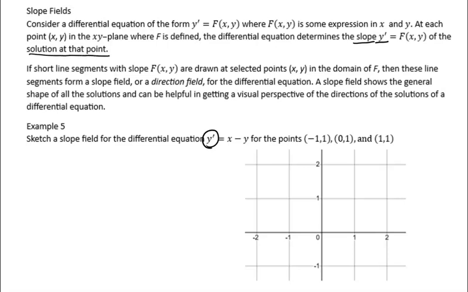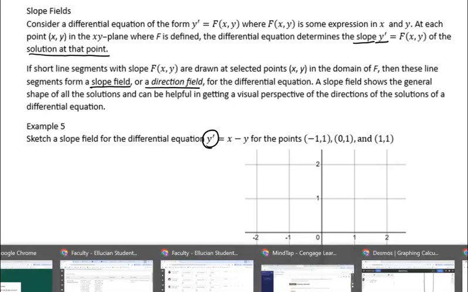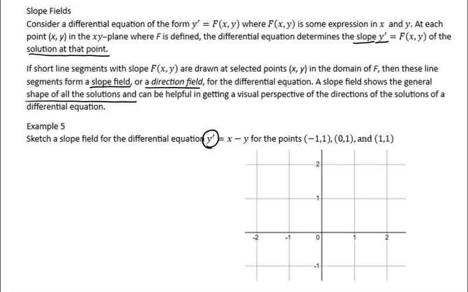So what we're going to do is we have some points. We're going to plug those points into the differential equation, and we're going to get the slope of the solution at that point. And when we do that at several points, we form a slope field or a direction field for that differential equation. And that field gives us the general kind of shape of all of the solutions and can help us visualize what the solution of the differential equation is.